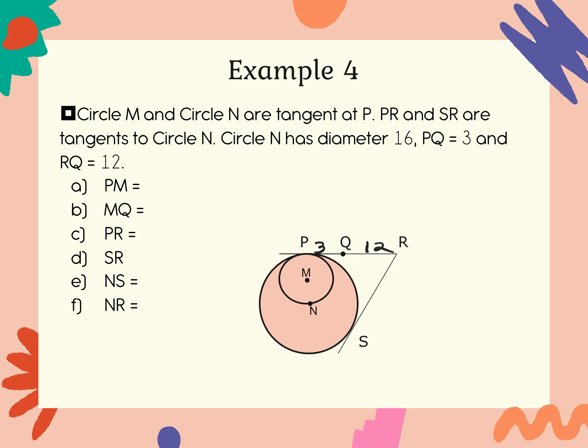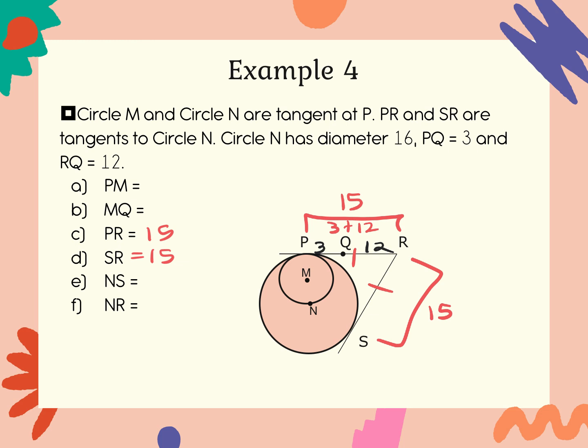It also told me that PR and SR are both tangents. These are tangent segments, and I learned the external tangent to a circle theorem that states that these two tangents are going to be congruent. So if PR, I can add 3 plus 12, PR is 15, so is RS. So I've already answered 2 of the questions just by labeling my picture. I've answered C and D here because those 2 tangent segments are congruent.